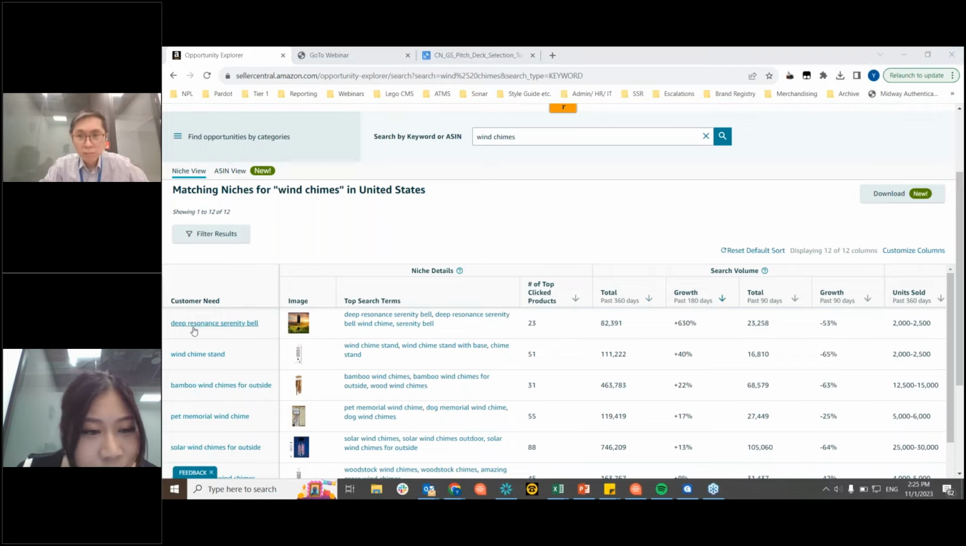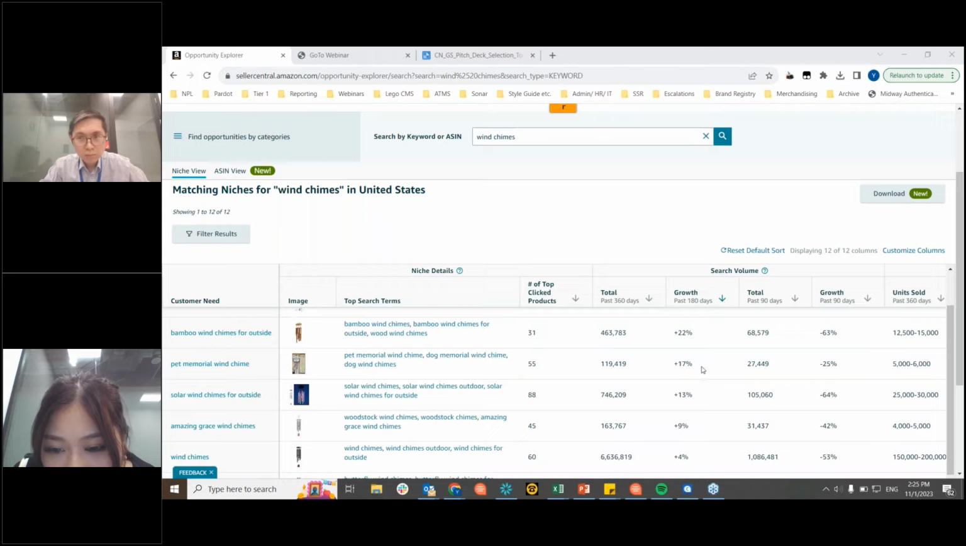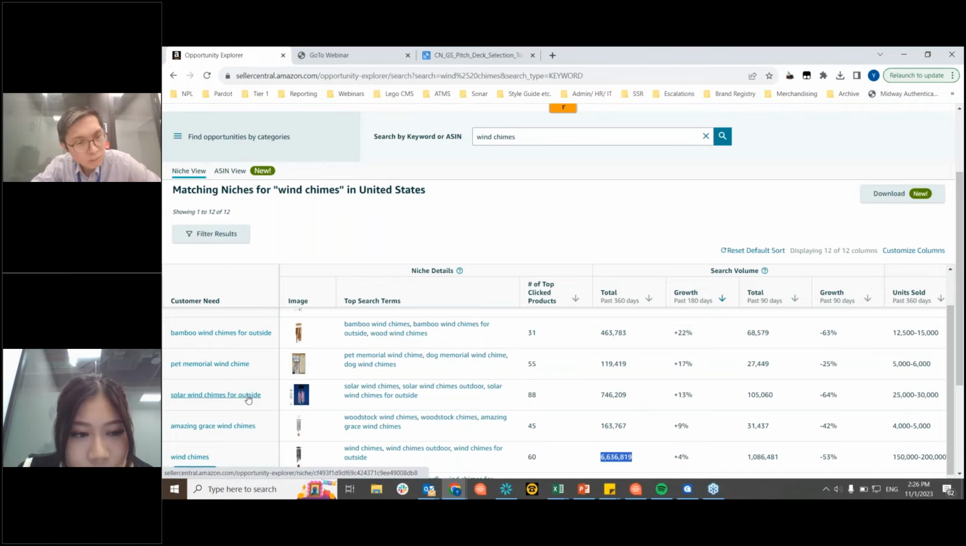Okay, so in this case, I do see there's this Deep Resonance Serenity Bell, which has 630% growth, but actually the search volume is only 82,000. So maybe I feel it's too little, and this is something I wouldn't want to start selling. If I want to narrow down by the growth, let me take a look. Actually, wind chime is not too bad, because 4% growth is actually quite high considering that the search volume is so high. Alternatively, I think solar wind chimes for outside seems quite good as well. Yeah, maybe I'll look at solar wind chimes.